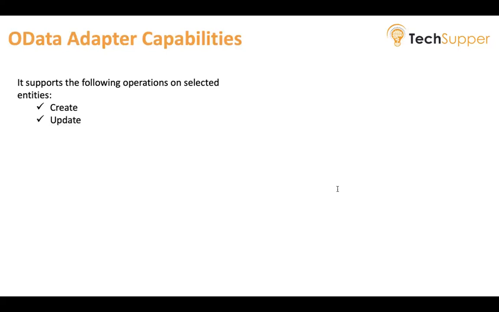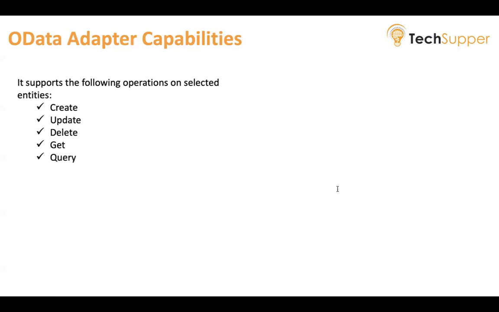You can use this operation to update the existing record for the selected entity. Delete. Delete, like the name suggests, you can delete a record for the selected entity. Get. Get allows you to retrieve a specific record for the selected entity. For example, you would like to get the customer based on its ID. So it's like a get by ID.